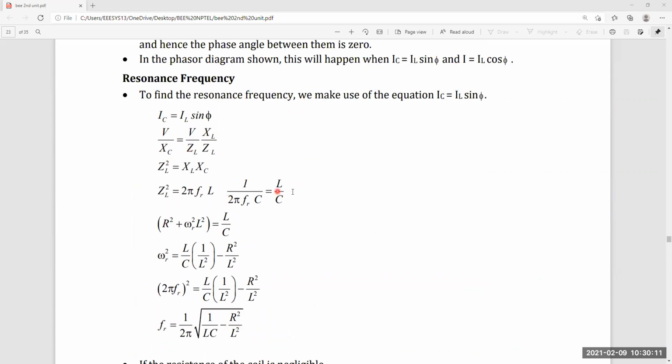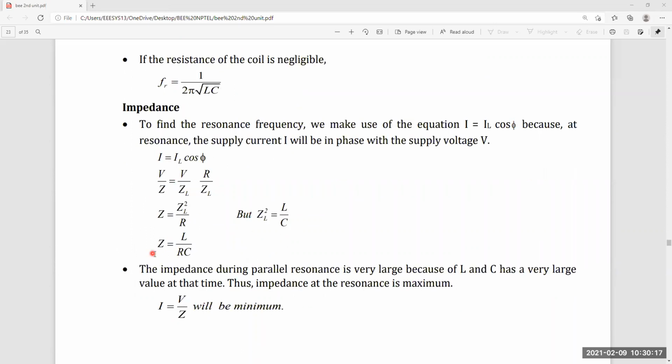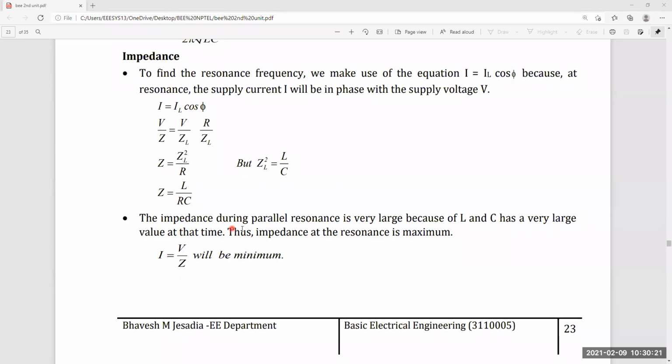ZL square is equal to L by C. So substitute here: Z is equal to L by RC. Understood? The impedance during parallel resonance is very, very large, because L and C are very large. So Z is equal to L by RC.